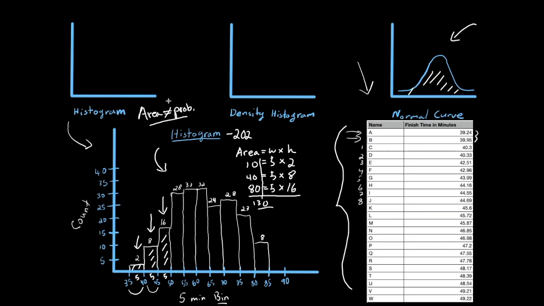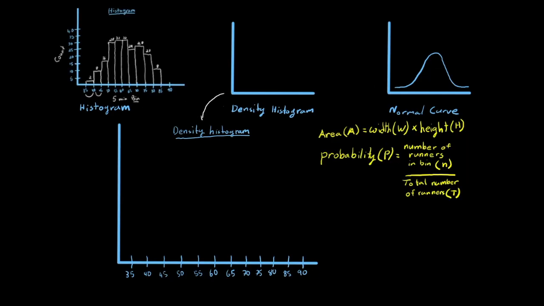But no problem. What we're going to do next is make this happen in our density histogram. So here's our density histogram, where the area equals the probability. So to start understanding the density histogram, let's look at what's the same between the histogram and density histogram. So the first thing that's the same is the x-axis. In the histogram, the x-axis represented 5-minute bins, and that is also true in the density histogram.